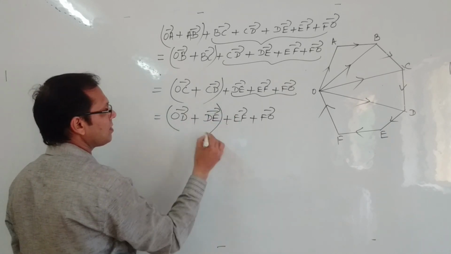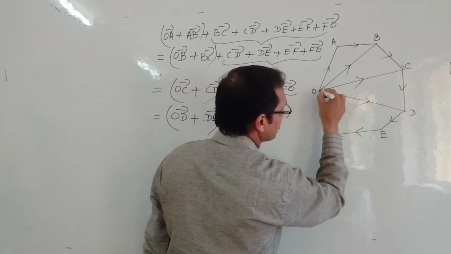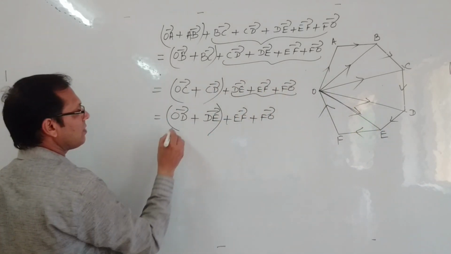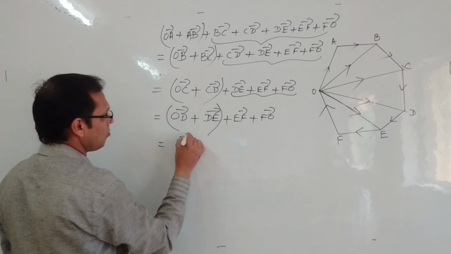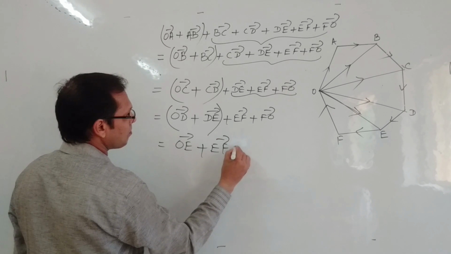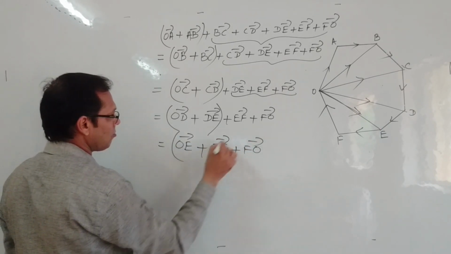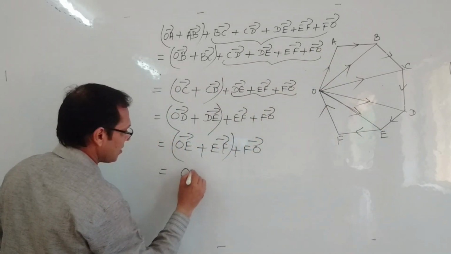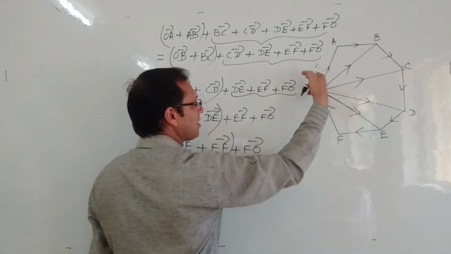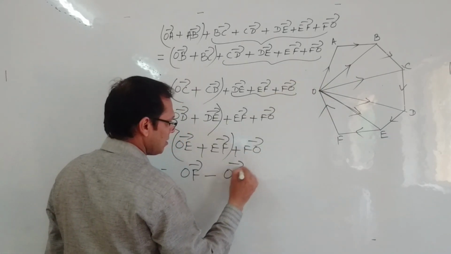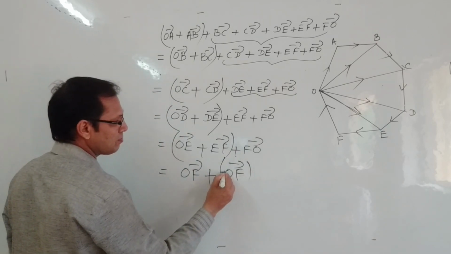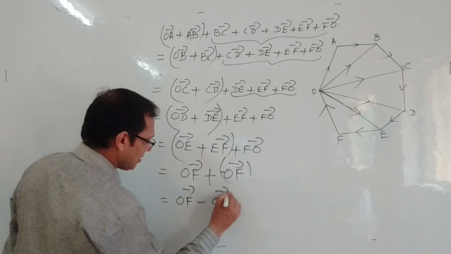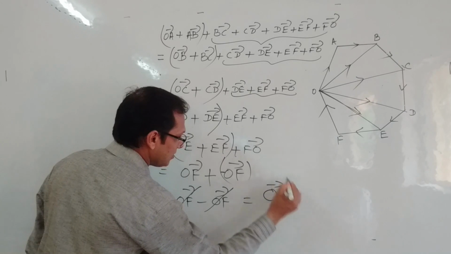Now we'll take OD plus DE. OD plus DE is nothing but the OE vector. This can be replaced by OE vector plus EF vector plus FO vector. Now we'll take OE plus EF vector. OE plus EF vector is equal to OF vector. And FO vector is nothing but minus OF vector. This one is plus minus OF vector. That means OF vector minus OF vector cancels. We will get the 0 vector.